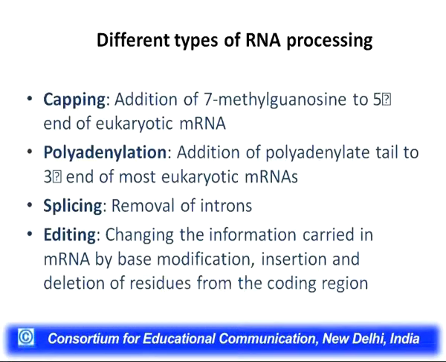And the last important method is editing. Though this method of processing is not commonly seen in mRNAs, it is of infrequent occurrence, and in this method there is change in the information carried by mRNA by base modification. Bases might get modified, or bases might get inserted, or bases might get deleted in the coding region of the pre-mRNA, that is the primary transcript. So, these are some of the methods which carry out the processing of RNA to make a mature RNA molecule.